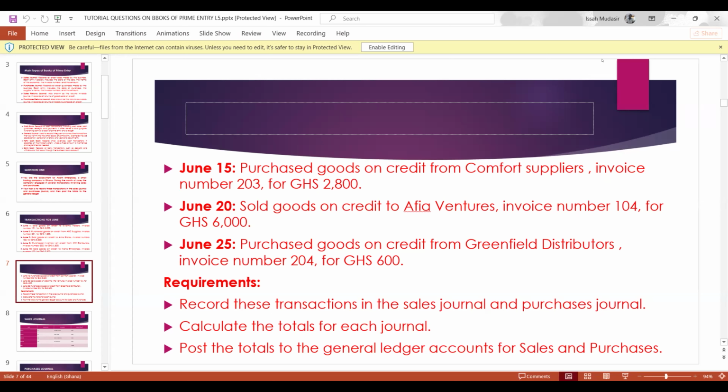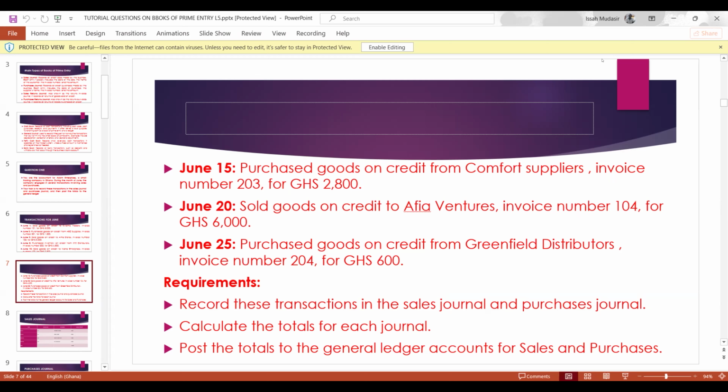That's fine. Then sales on credit to Etia Ventures. This, purchase goods on credit from Greenfield, and so on. Required. What is the requirement? It says that record these transactions in the sales journal and what? Purchases journal. Then calculate the totals of each journal. And then you post the totals to what? The general ledger accounts for sales and what? Purchases. Are we okay? Hello, are we together?